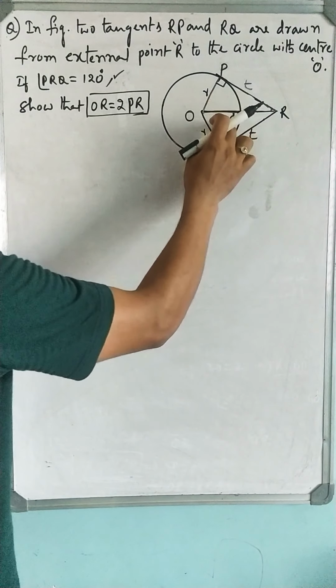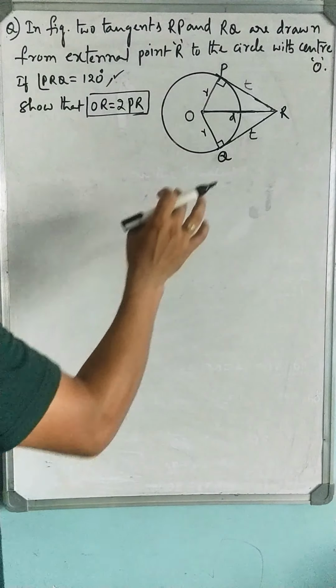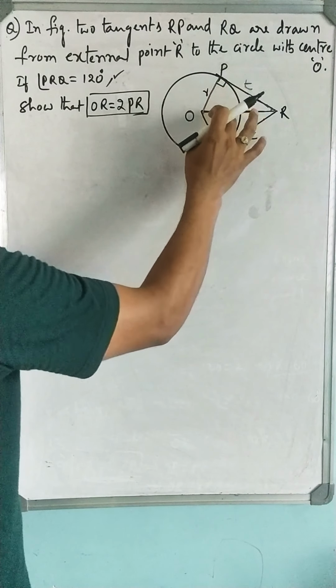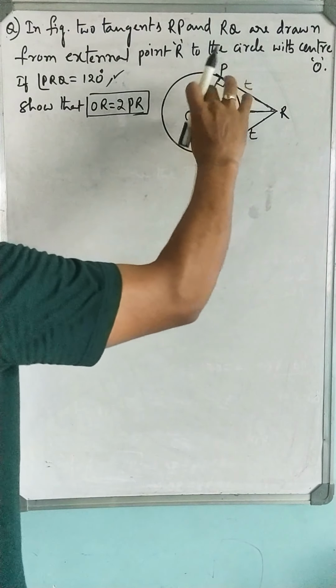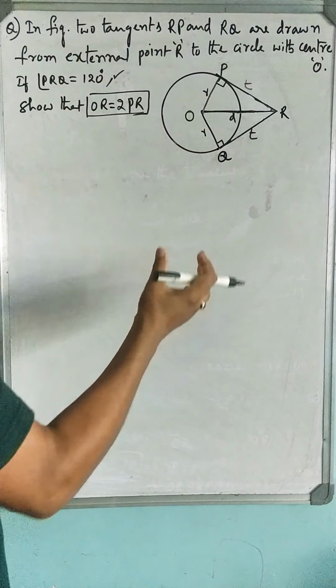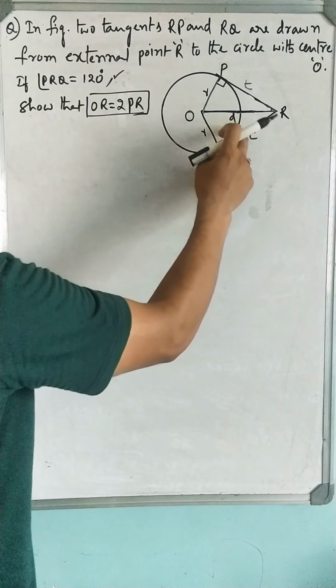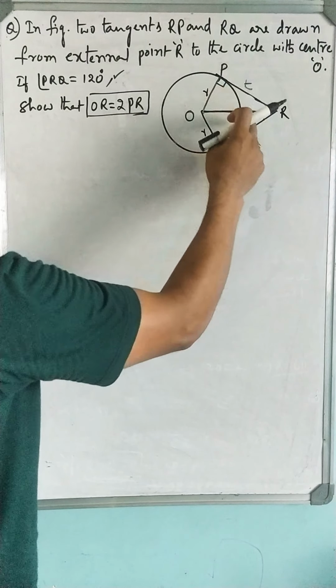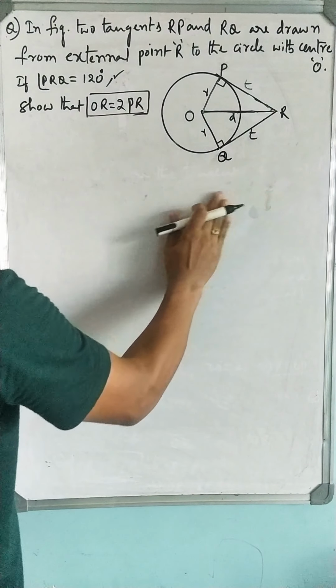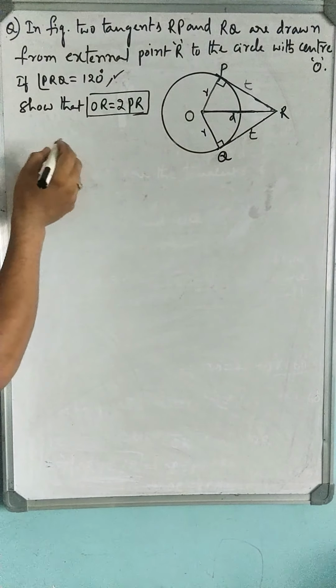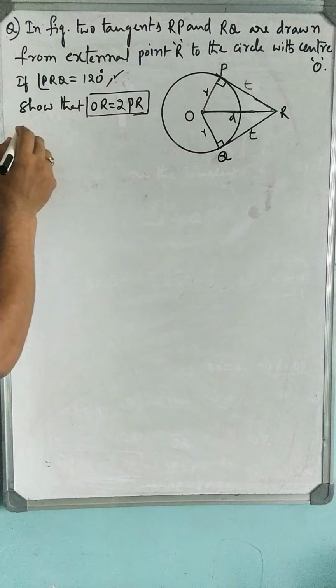See, these two triangles are congruent in two ways. One is by right angle, common hypotenuse, and one equal side, that is radius. So you can write in any manner. Otherwise, three sides of one triangle are equal to three sides of another triangle. Let me write in that way. I am going for the proof.